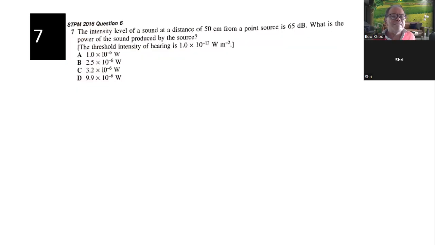Okay, let's go to number 7. The intensity level of sound at 50 cm from the point source is 65 decibel. What's the power of the sound produced by the source? Okay, what's your answer? Okay, how do I start then? Beta equals 10 log I over I0.